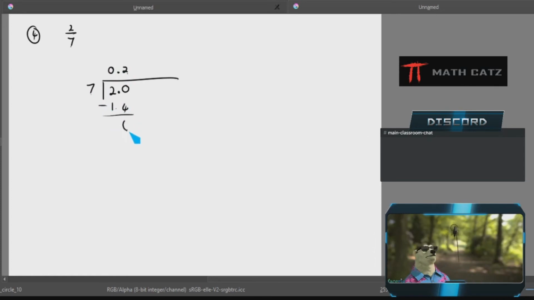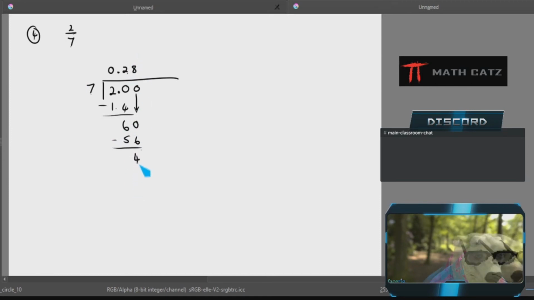And then I have 6 left. 7 doesn't go into 6, bring down another 0. 7 goes into 60 8 times. 8 times 7 is 56. Of course, all relative to that position. Then I have a 4 left, which hasn't occurred yet.